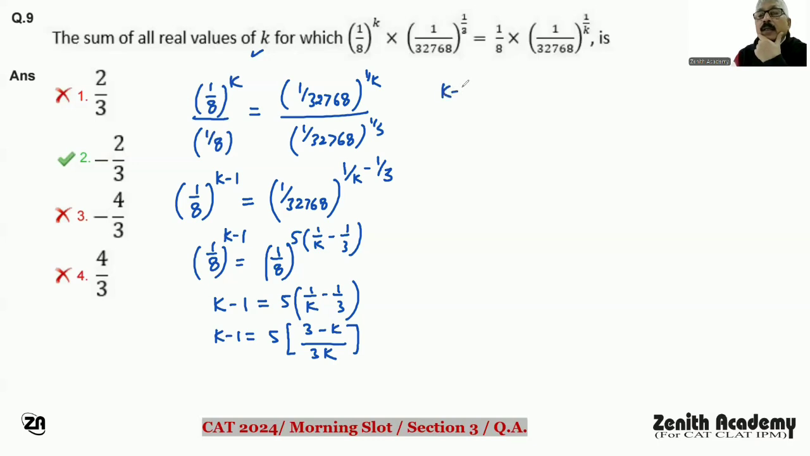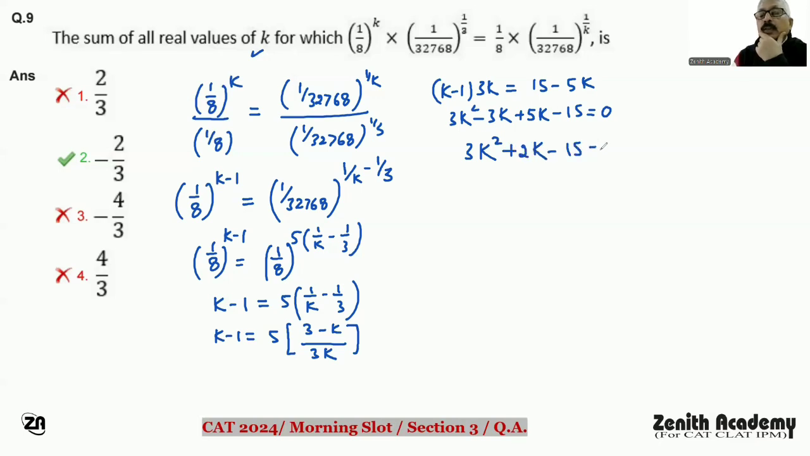(k minus 1) into 3k, and this is 5 times 3 is 15 minus 5k. This is 3k square minus 3k, this minus 5, plus 5k minus 15 is equal to 0. So 3k square plus 2k minus 15 is equal to 0.